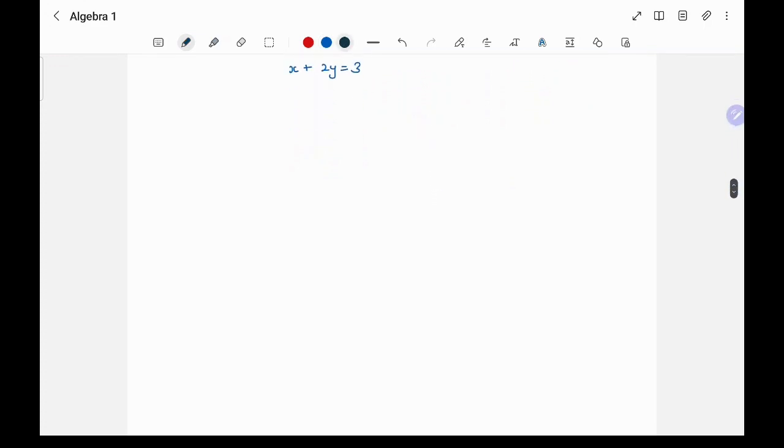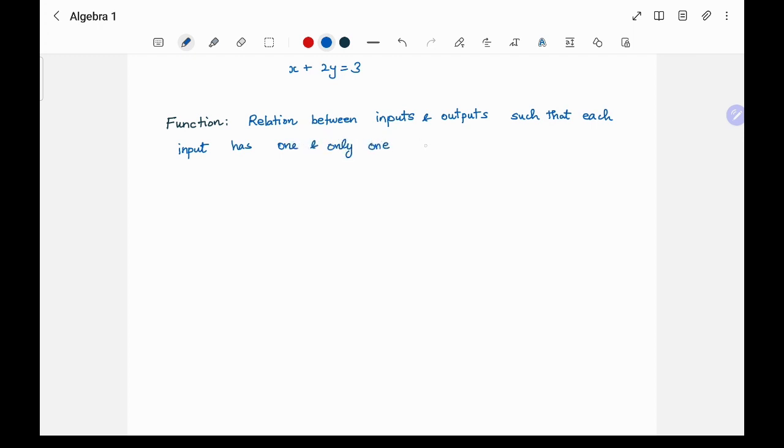So we define in algebra what is called a function. A function is a kind of one-to-one mapping, or a kind of relation between inputs and outputs such that each input has one and only one output.